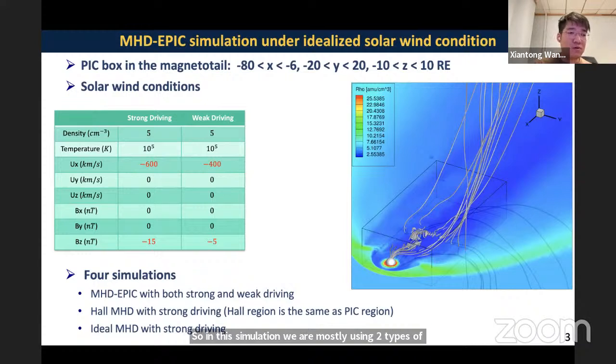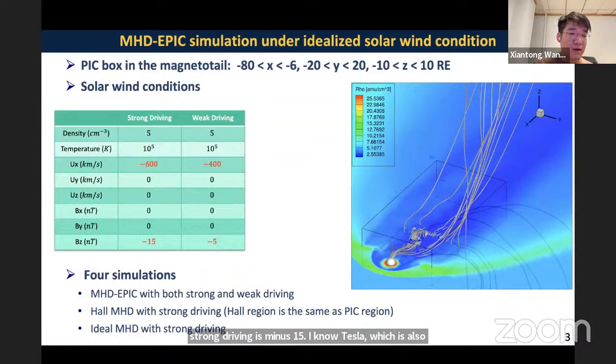So in this simulation, we mostly use two types of solar wind conditions. One we call strong driving, another one we call weak driving. And their major differences are basically the solar wind speed in the x direction. For the strong driving it is -600, which is faster, and the weak driving is -400, which is usually the solar wind speed we observe. And also the IMF-BZ for the strong driving is -15 nanotesla, which is also pretty strong.